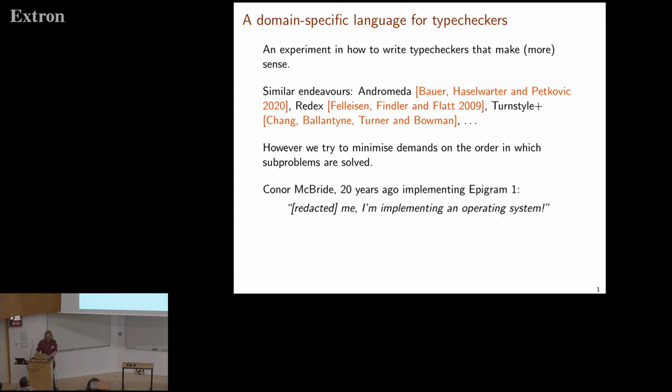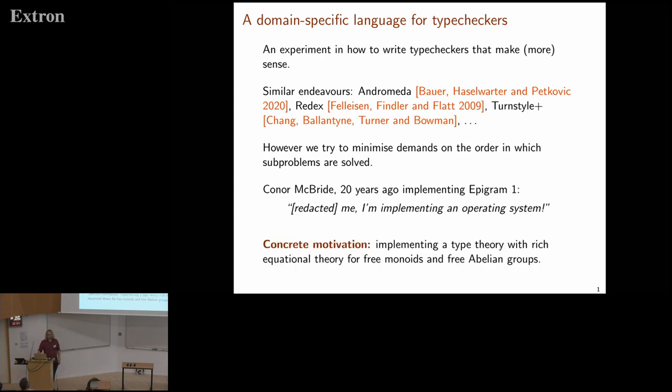I think this started with an anecdote. Unfortunately Conor can't be here to tell it himself, so I'll try to tell it for him. He often says that when he started working on Epigram 1, he realized that with all the different elaboration problems that had to fit together, unification, etc., you have to freeze something because you can't make progress anymore, and then you might have to wake it up later. And then he realized that, goodness me, I'm implementing an operating system, just trying to get all of these different things to fit together. So now we're trying to actually do this in a principled way.